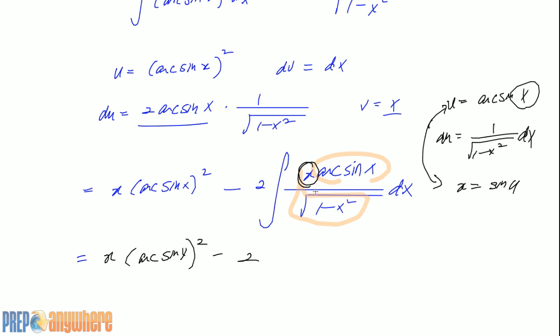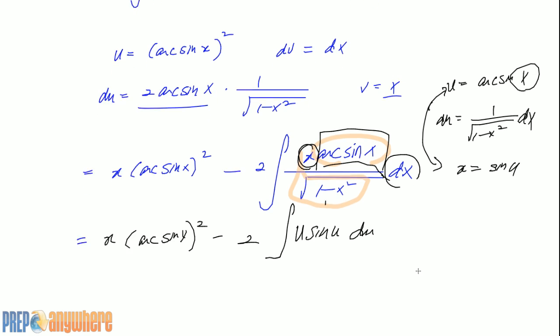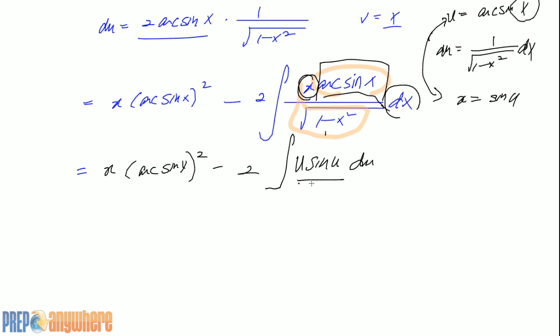Okay, so x is equal to sine of u, so you have sine of u. This whole thing here is u, and dx over the square root is du. So we have u sine u, and this is a simple integration by parts again. So we actually have to do integration by parts one more time.